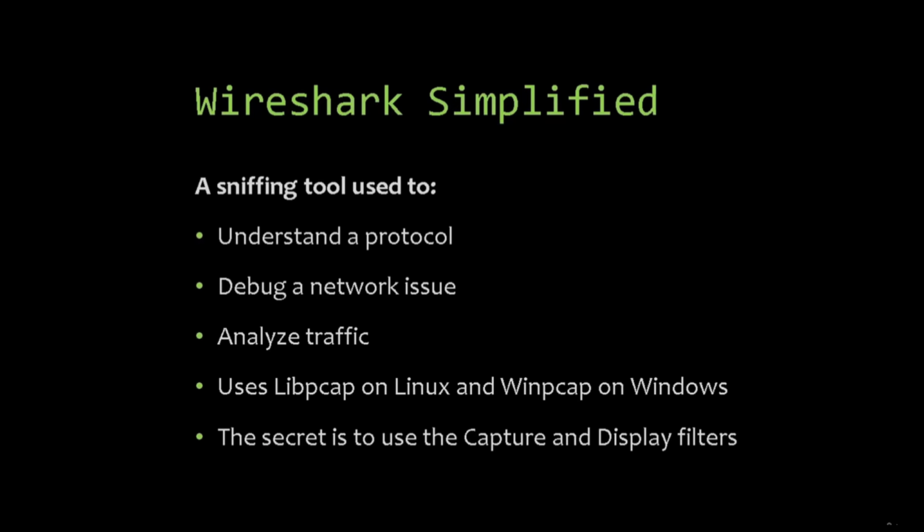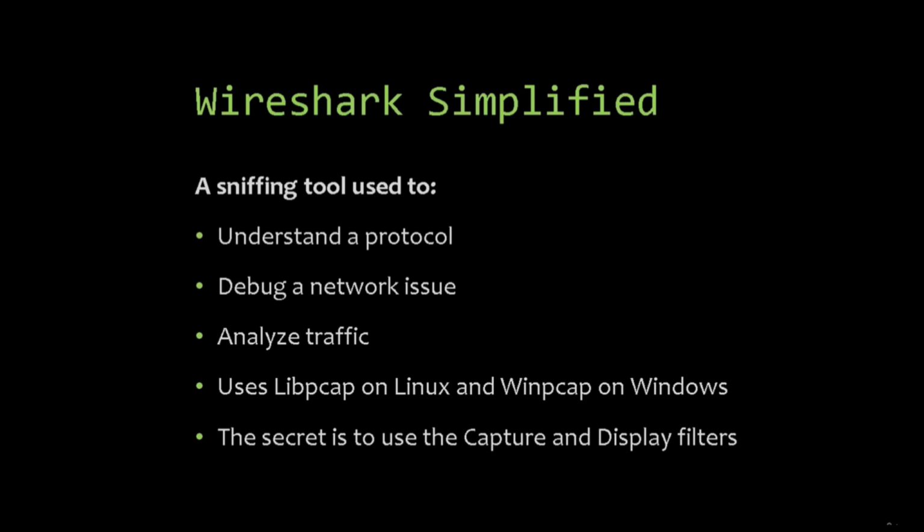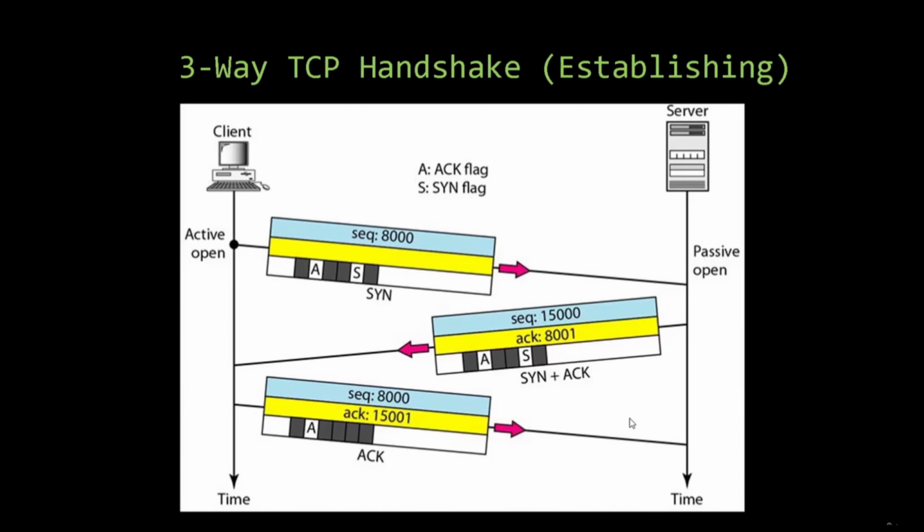I'm sure you've heard about the famous Wireshark network sniffing tool, which is used to understand protocols, debug issues on the network, and of course analyze traffic. Wireshark uses libraries on Linux and Windows called libpcap and WinPcap, Linux packet capture and Windows packet capture. As you might have seen before, if you use this tool, you will get lots of traffic. So the secret to effectively using the tool is to use the capture and display filters. Before demonstrating how Wireshark works, let's go back to basics and see how we establish a basic TCP connection.